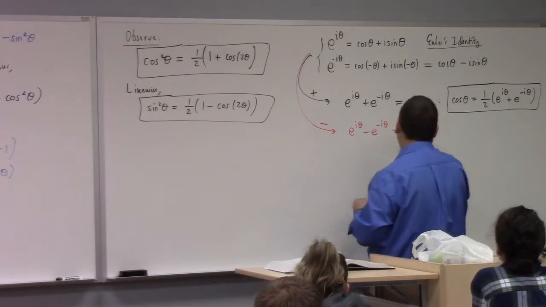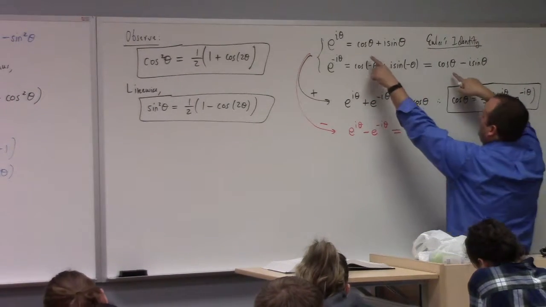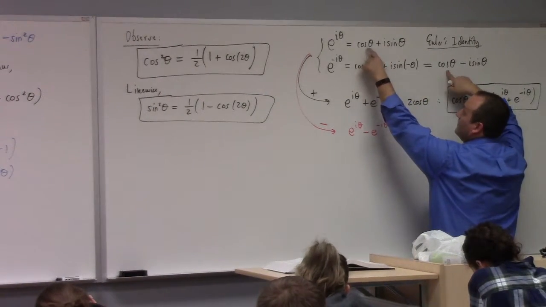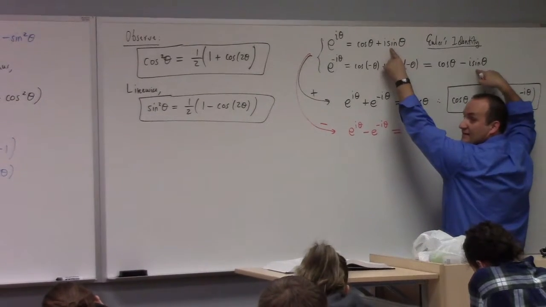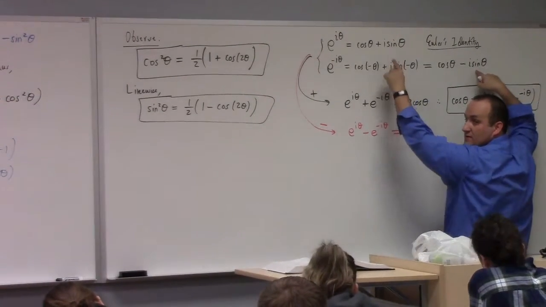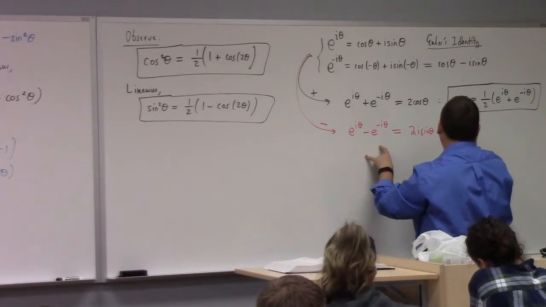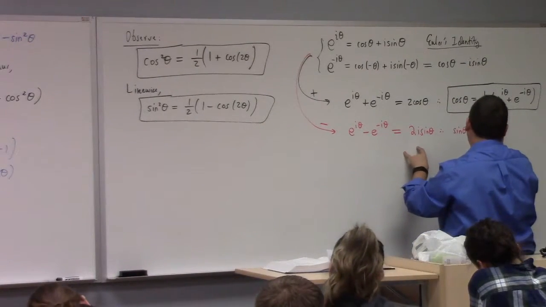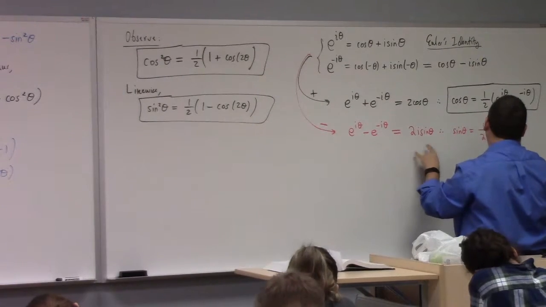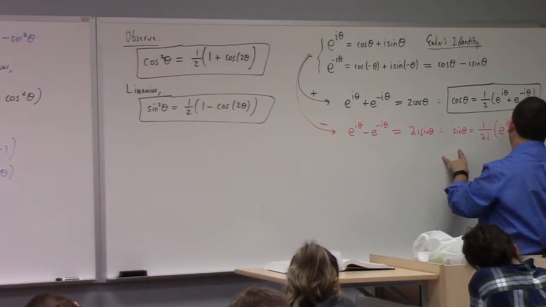What would you get? Now the cosines are canceling, right? And we get i sine theta minus minus i sine theta, which is? Yeah, 2i sine theta. So therefore, sine theta is 1/2i (e^(iθ) minus e^(−iθ)).